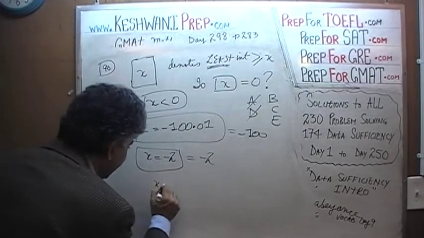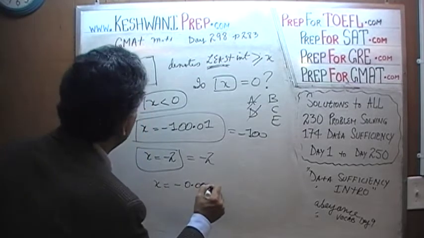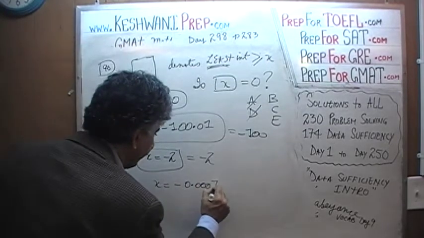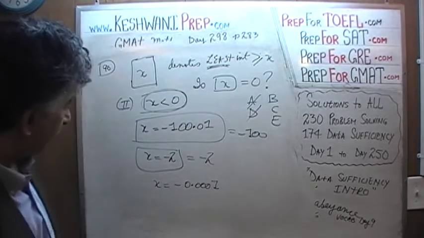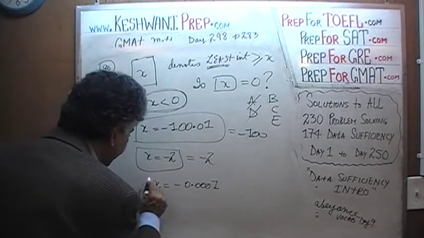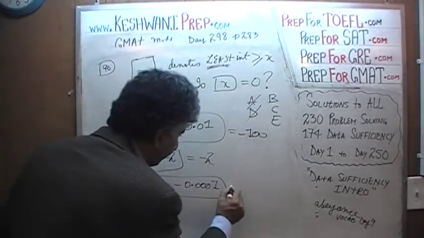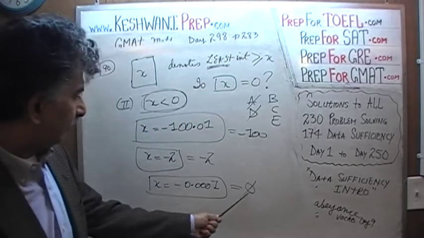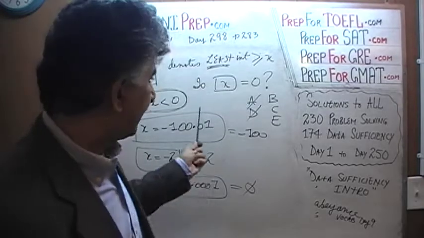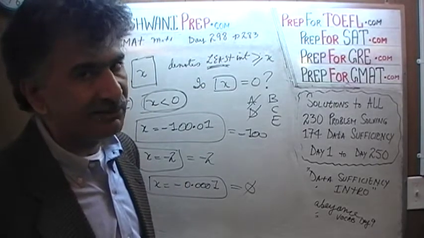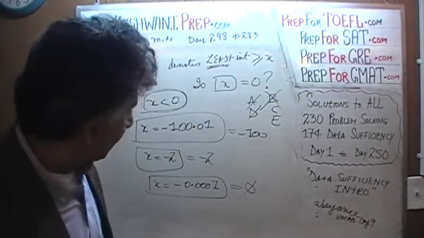If x happens to be negative 0.0001, you see, x is negative, we are told that x is negative, then the smallest integer that is greater than or equal to it is 0. So in this case it is 0, but in the others it's not. Simply knowing that x is negative is not enough. The second statement by itself does not do the job. Let's put them together, shall we?